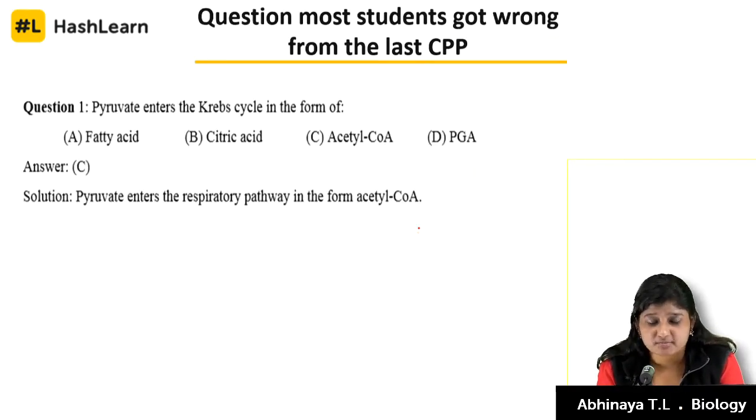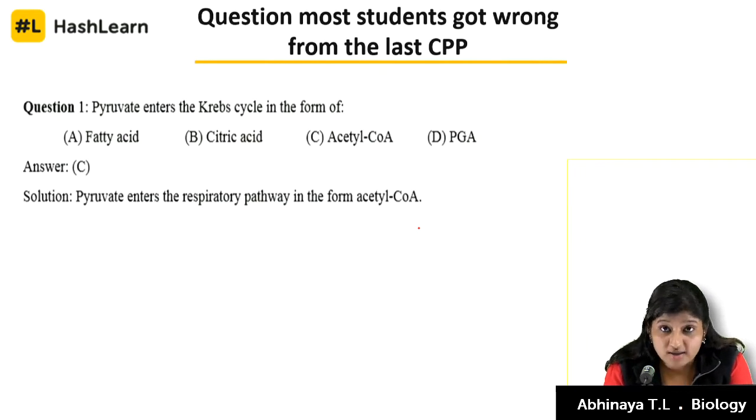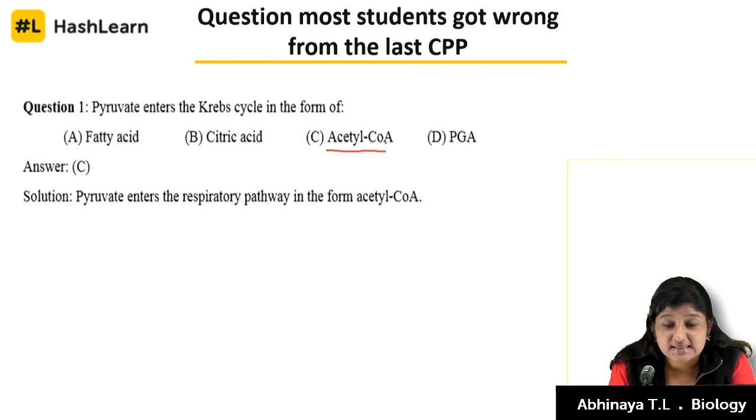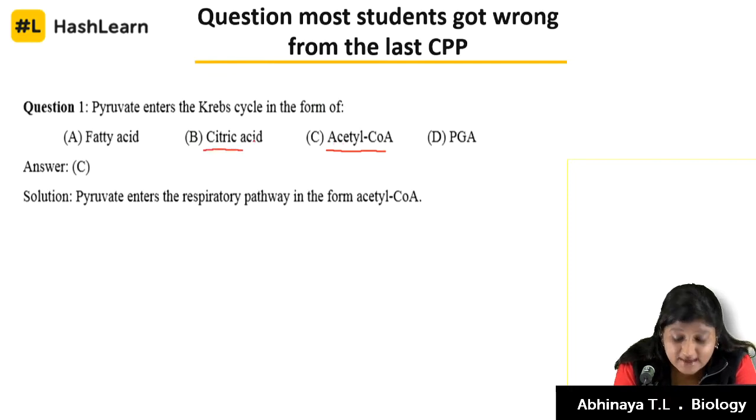In the CPP question, most of the students have gone wrong. From this I can get to know that you have some difficulty, I think, in understanding link reaction, that's nothing but pyruvate oxidation. Most of them have answered the correct option as acetyl CoA. I'm sorry, most of them have given the answer as B. Most of them have said it is citric acid, but it is wrong.